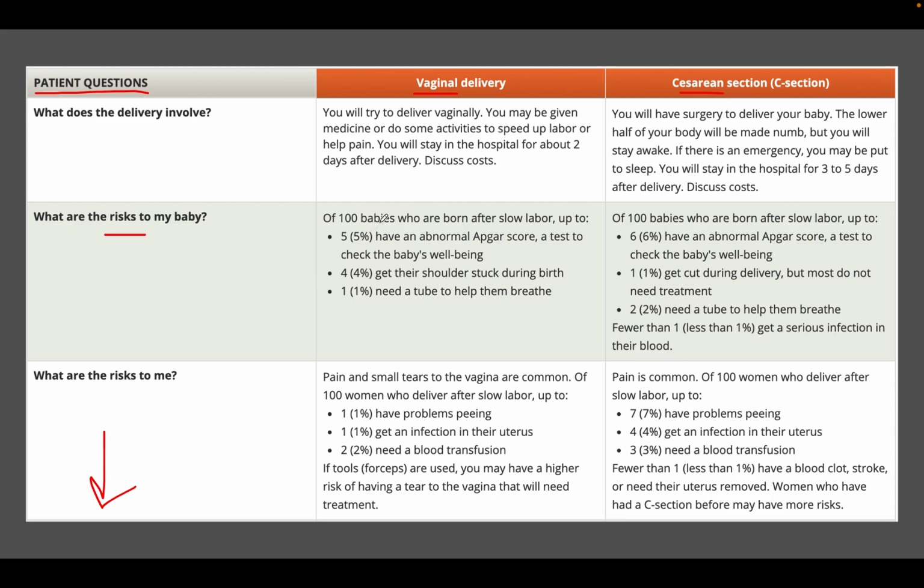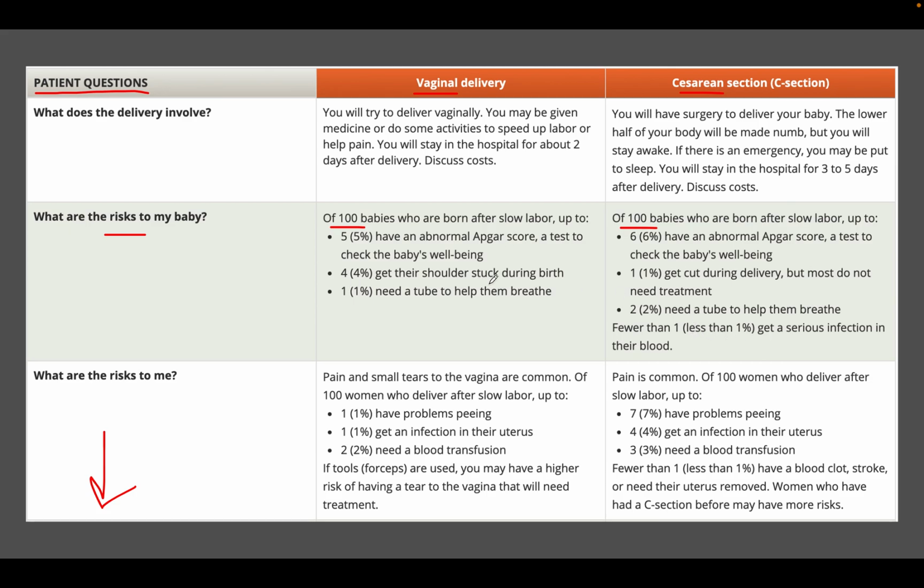And then vaginal delivery. Of 100 babies who are born after slow labor, up to 5% have an abnormal APGAR score, a test to check the baby's well-being, 4% get their shoulder stuck, 1% need a tube. And then C-section, right? Of 100 babies, so the same number, you always want to use the same number, 6% have an abnormal APGAR score, 1% get cut during delivery, but most do not need treatment, 2% need a tube. Fewer than 1, less than 1% get a serious infection in their blood.